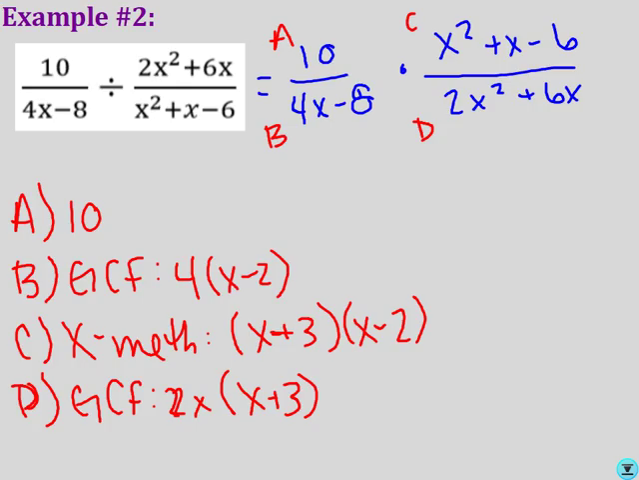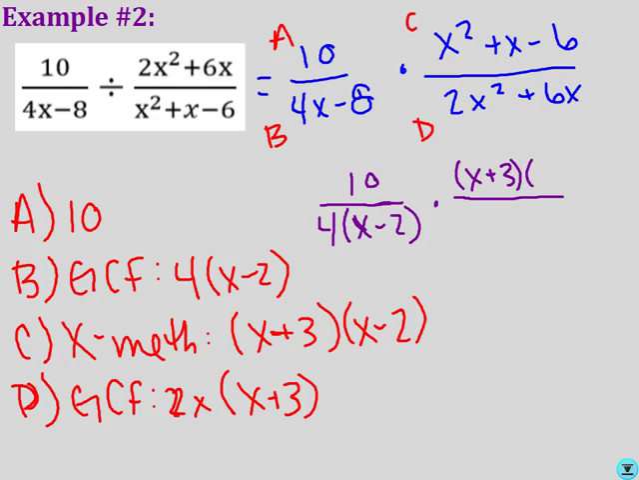Okay, so putting it all back together, 10 over 4, x minus 2, that's an x. C was x plus 3, x minus 2, 2x, x plus 3. All right, so now would be a good time to talk about restrictions.